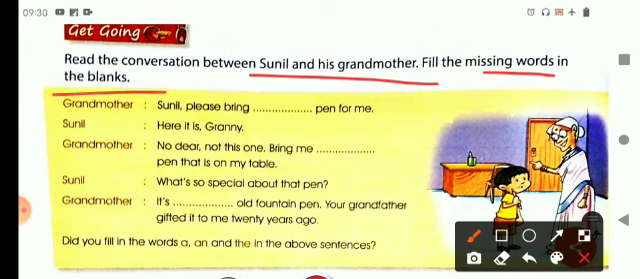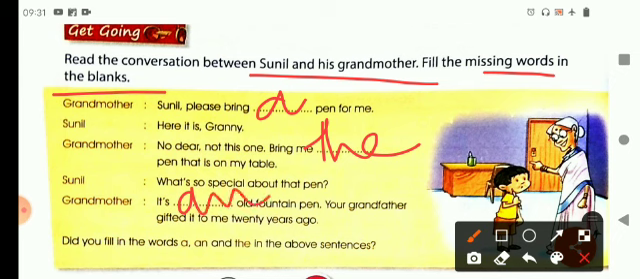Grandmother: Sunil, please bring dash pen for me. Please bring a pen for me. Sunil: Here it is, Granny. No, dear, not this one. Bring me the pen that is on my table. Sunil: What's so special about that pen? Grandmother: It is an old fountain pen. Your grandfather gifted it to me 20 years ago.